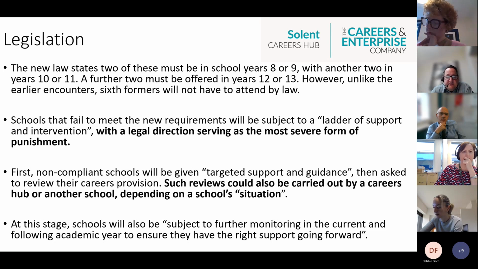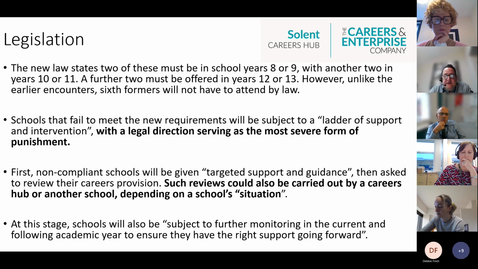However, for the years 8 and 9 and 10 and 11 encounters, 6th formers will not have to attend by law. So your 8 and 9 will be mandated to attend. Your 10 and 11 the same. Your 12 and 13 not so, because some of that group would have already made their choices.